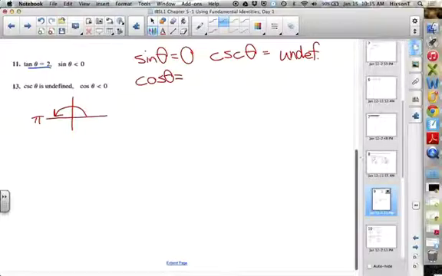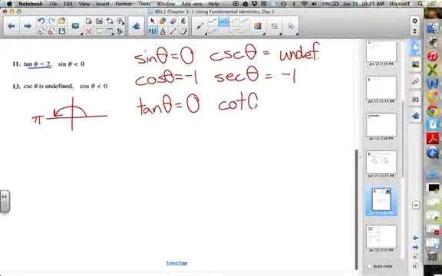Cosine is negative. What does it equal there? Negative 1. Which means that secant equals -1, because the reciprocal of -1 is -1. And then, what does tangent equal? 0, because 0 divided by -1 is 0. And then what would cotangent equal? Undefined, because the reciprocal of 0 is undefined.